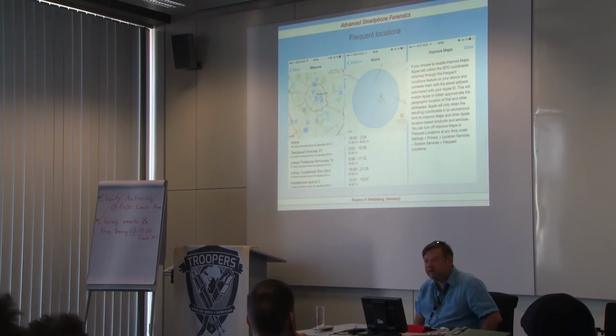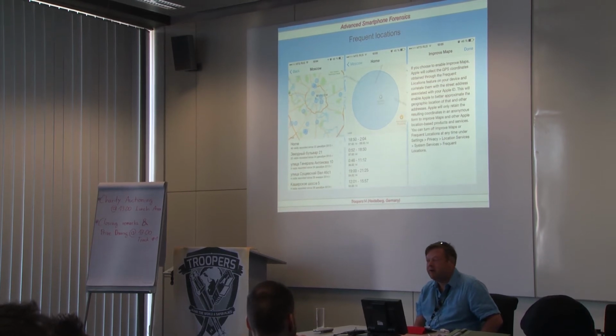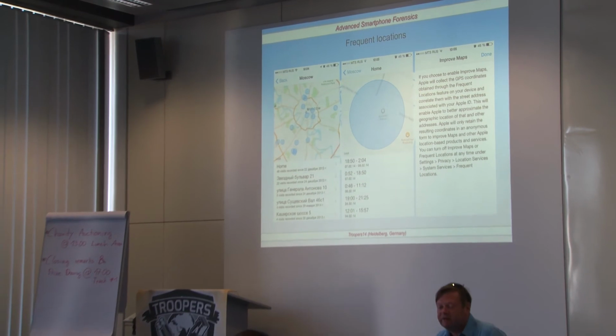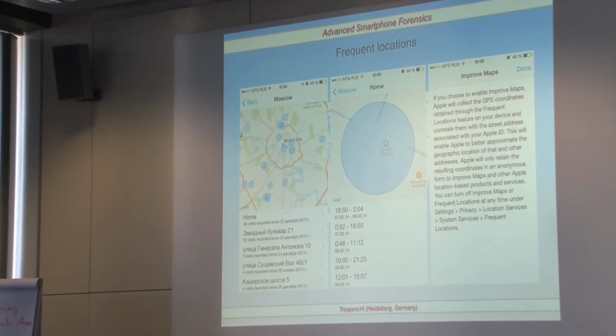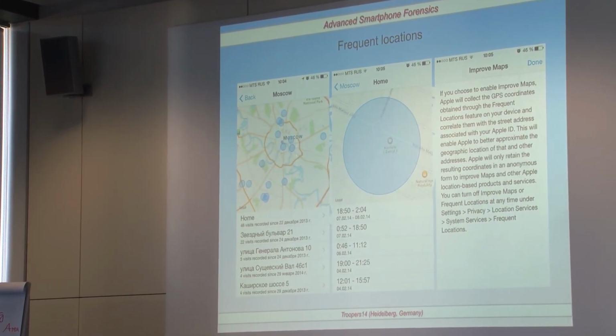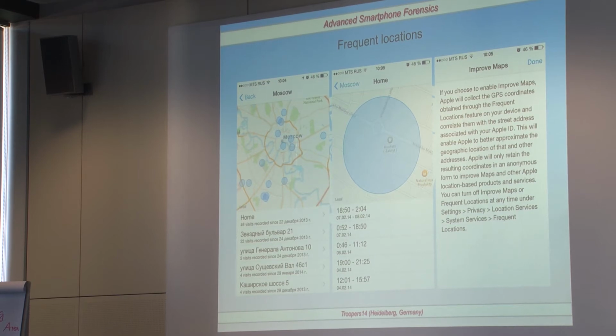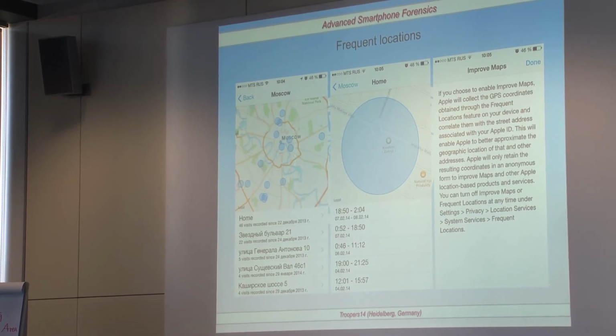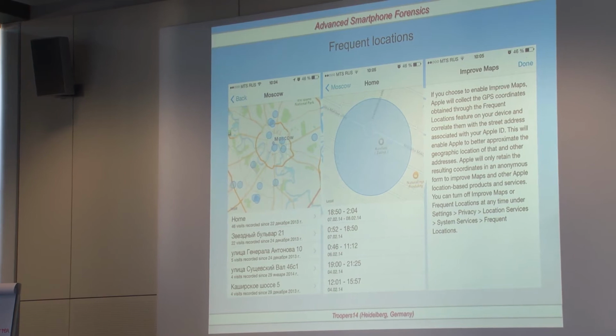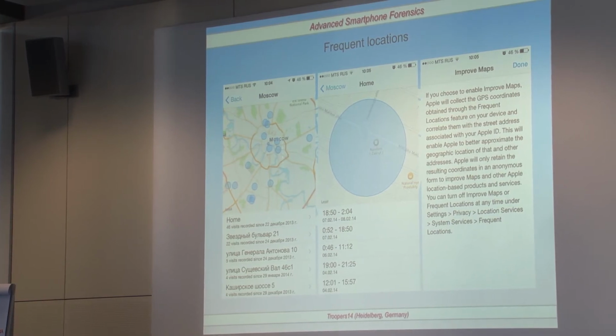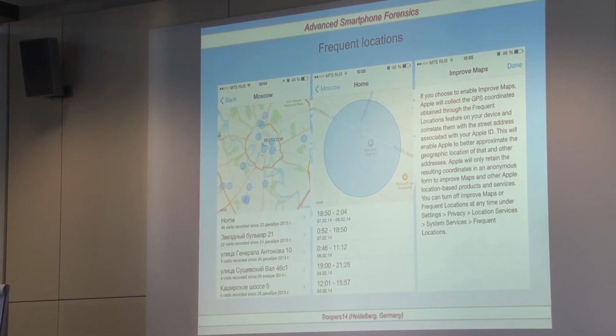It is now with iOS 7, there's also information called frequent locations. It is an option to enable it, and it is enabled by default. It's hidden very deep inside, and most of the people I talked to didn't ever know that such an option is available. It is under Privacy, Location Services, System Services, and Frequent Locations.